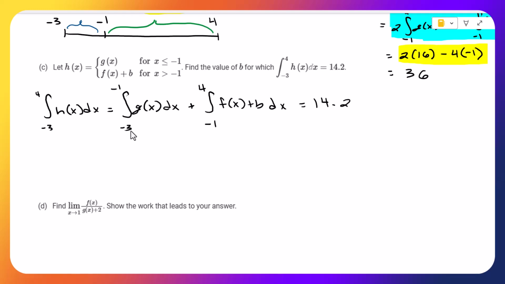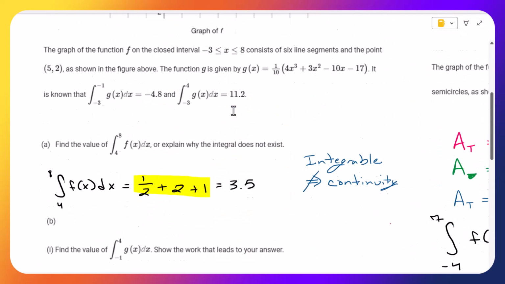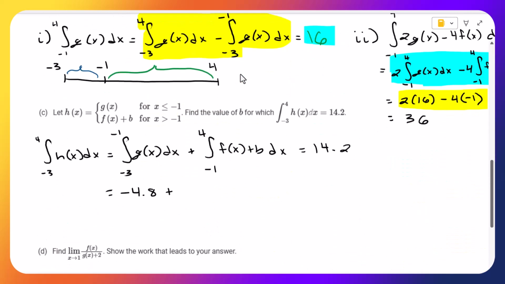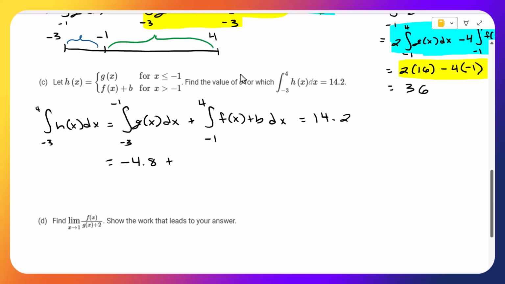And then we don't know the integral from -1 to 4 of f of x plus b, but we know the integral from -1 to 4 of f of x, so let's just split this up. Let's write this as the integral from -1 to 4 of f of x dx plus the integral from -1 to 4 of b equals 14.2.